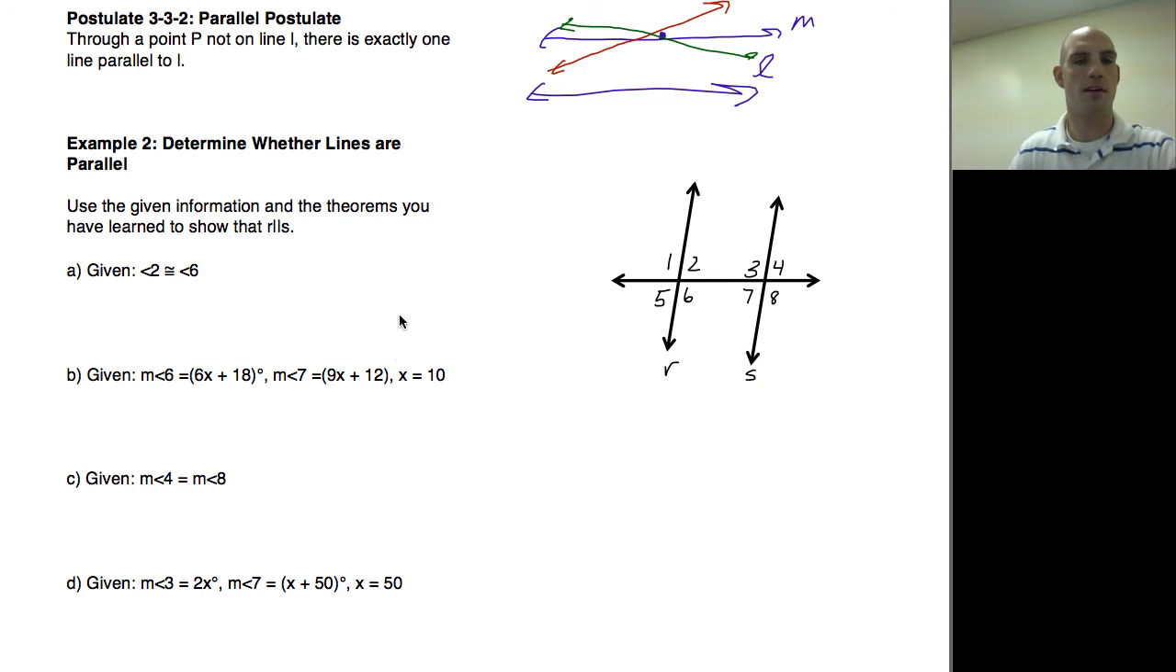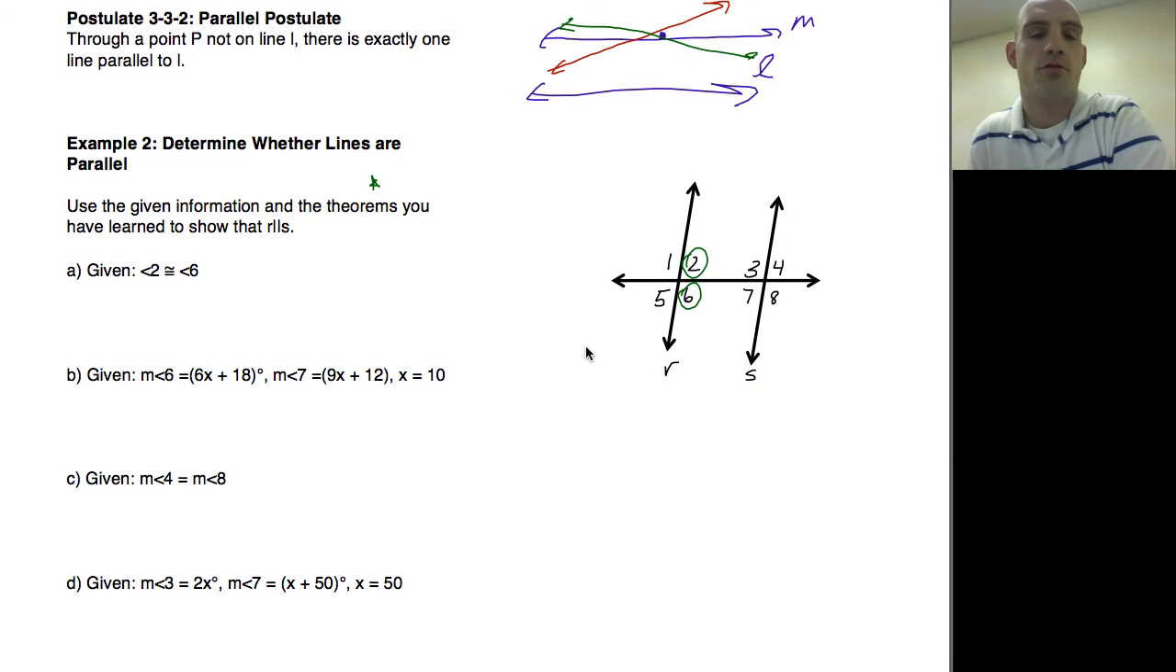Determining whether lines are parallel. Use the given information and the theorems, so those 4 that we've been given, to show that R is parallel to S. So I want to see if these two are parallel. I want to try to prove that. We're going to have to recall some relationships here. Let's look at 2 and 6. 2 is congruent to 6. Let's think about 2 congruent to 6 for a second.